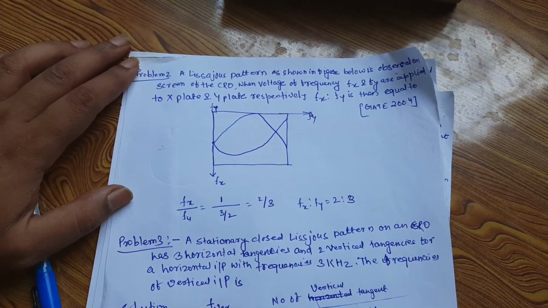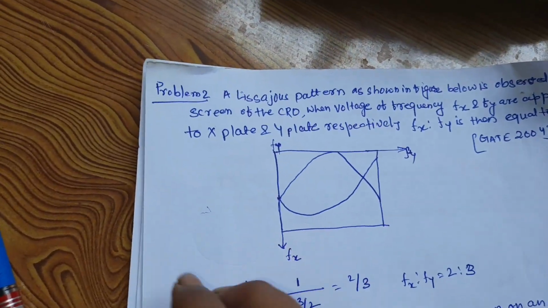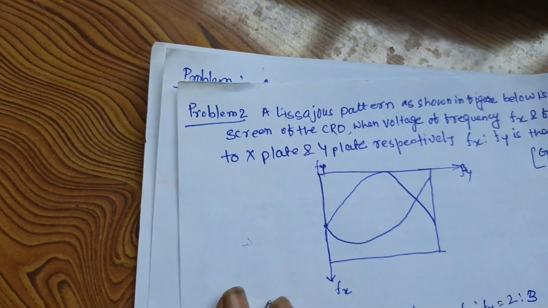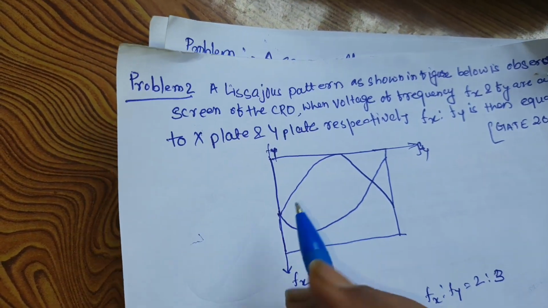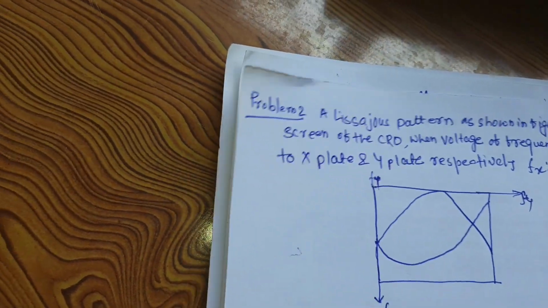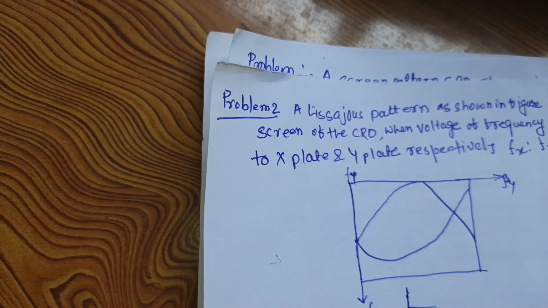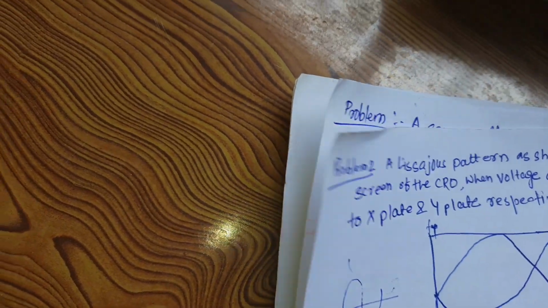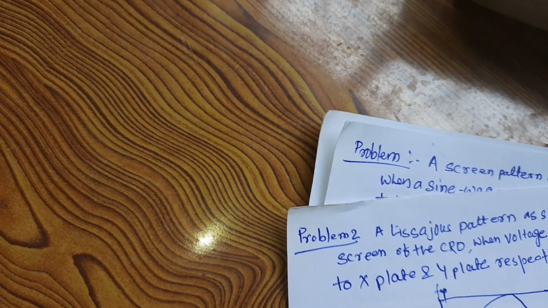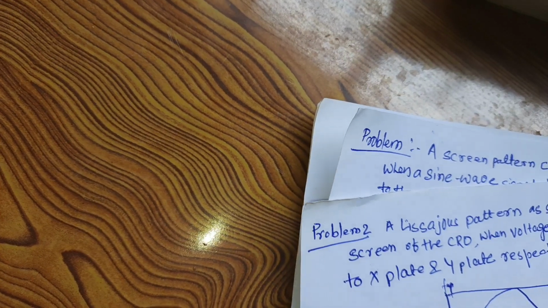Then what is the ratio of fx and fy? We have to find out using the Lissajous pattern. That means the result of the Lissajous pattern across the CRO is shown in the figure. Suppose we have applied one sinusoidal signal along the x-axis and along the y-axis. So the number of tangents decide fy and fx.